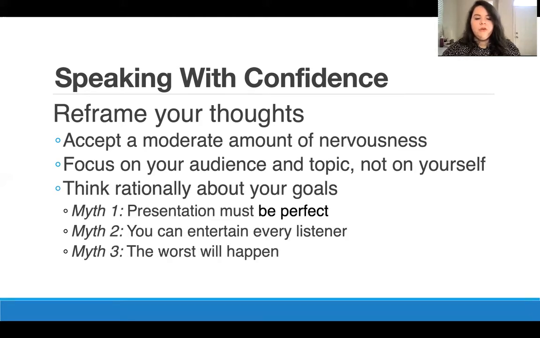Think rationally about your goals. There are lots of myths that people kind of get in their head right before they speak, that it has to be perfect, that everyone has to be entertained, that if it doesn't go well, the worst is going to happen, right? None of those are true. So reframe your thinking. Accept that you're going to be a little bit nervous. Work on managing that. Focus on the speech and its content, not on you. And think rationally about the expectations that I have for you when I get to listen to you speak, that your peers have for you when they get to listen to you speak, and realize that you're all in the same boat, right?